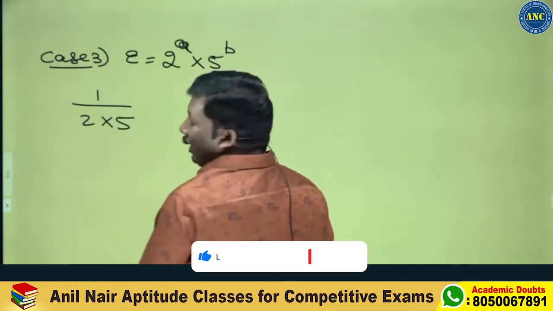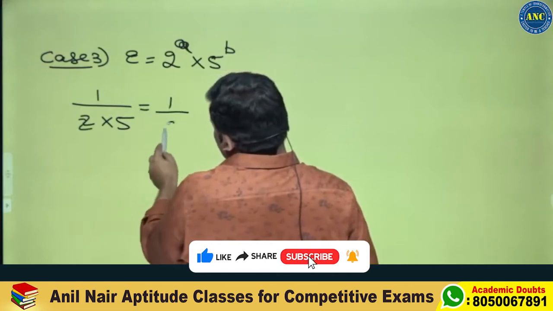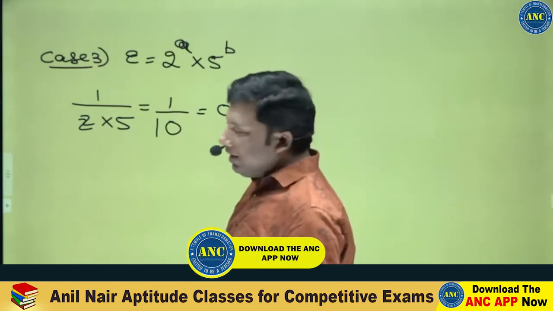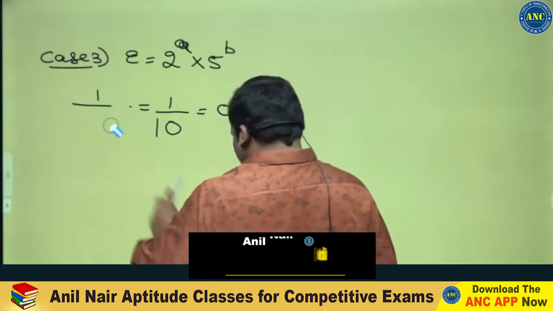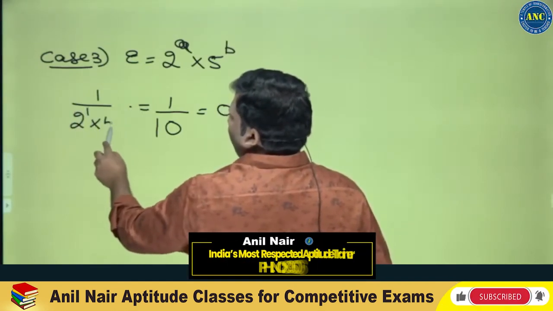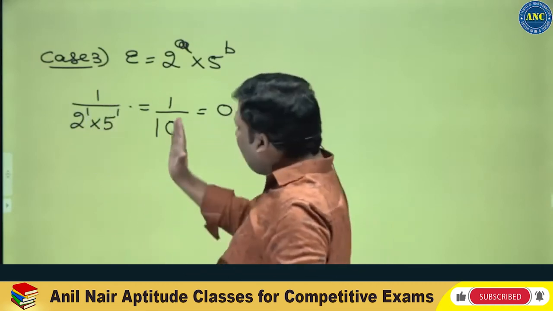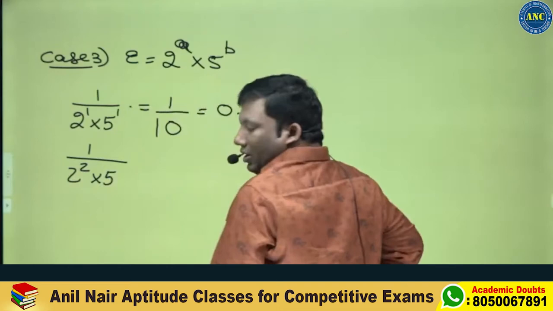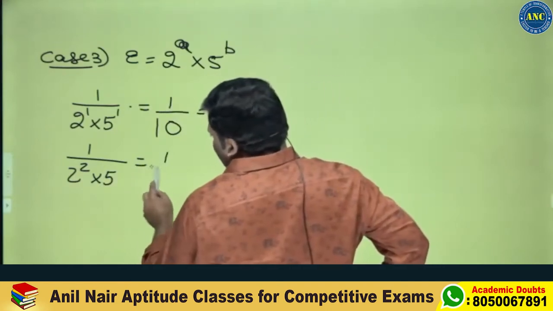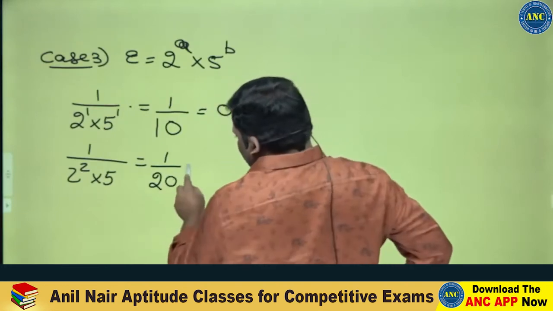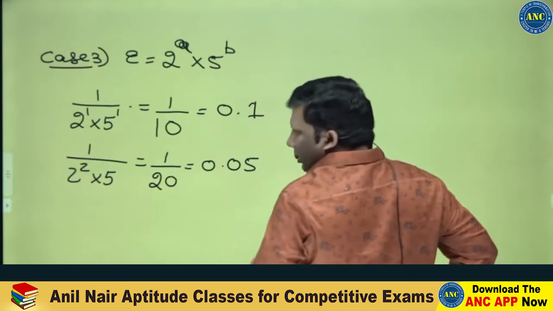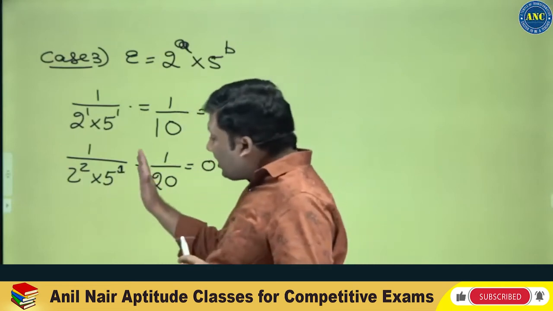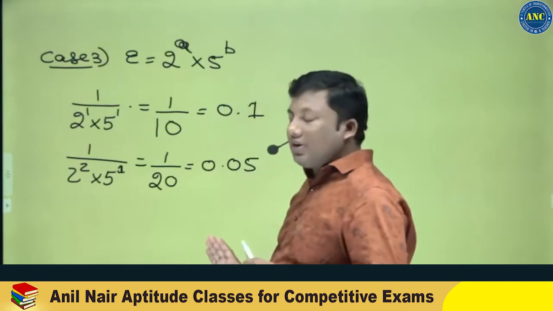1 by 2 into 5. A and B are both equal. 1 by 10 is 0.1. Here it is 2 power 1, here it is 5 power 1. A equals B. Now if it is 2 square into 5, that is 1 by 20, and 1 by 20 in decimal is 0.05. Here the power of 2 is 2, here the power of 5 is 1. What is the maximum among 1 and 2? It is 2. I got 2 digits after the dot.